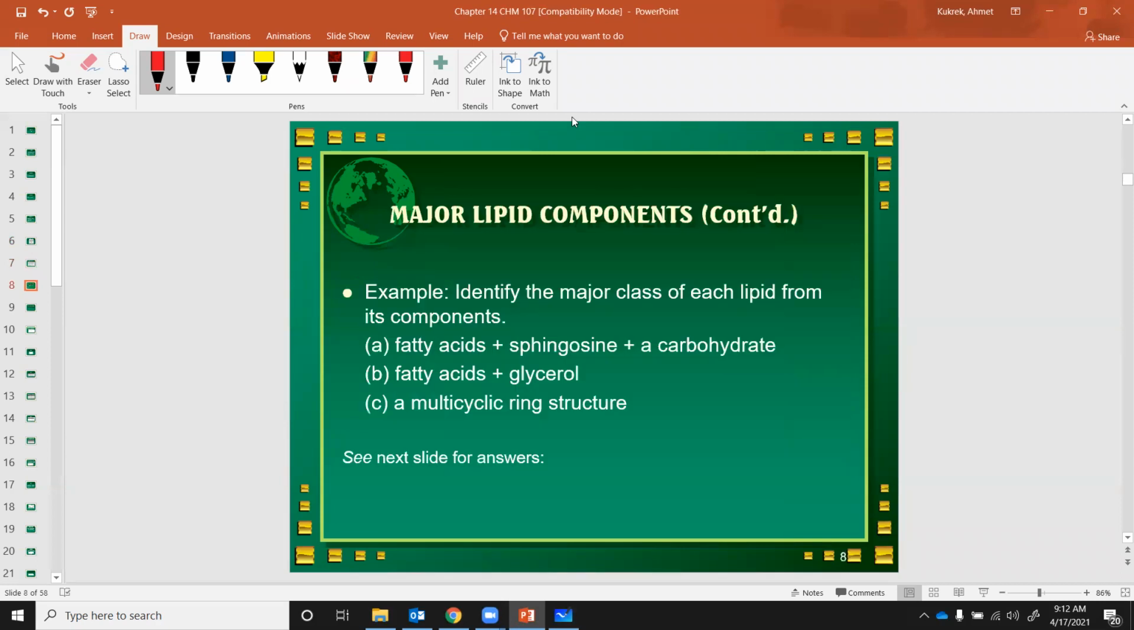So these are all definitions that we've seen. Let's try to identify each one of them. Let's do some exercise. Which one do you think the first one is? A: you have a fatty acid, you have a sphingosine, and you have a carbohydrate. What am I?